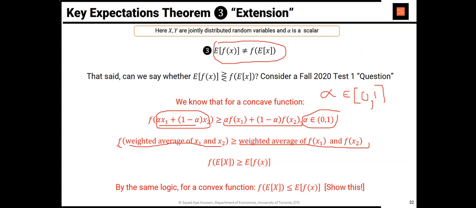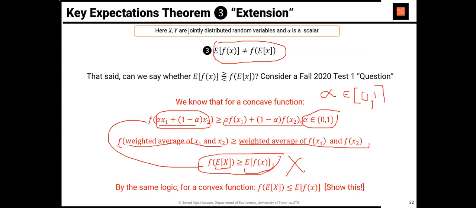Then what's the expected value of x? Alpha x1 plus 1 minus alpha x2. So this would be your expectation of x, and that's your function out there. So what's this? With the probability alpha, you get the function of x1. With the probability 1 minus alpha, you get the function of x2. So this will be the expectation of the function. So you can see that for a concave function, it is true that the function of the expectation must always be greater than or equal to the expectation of the function.